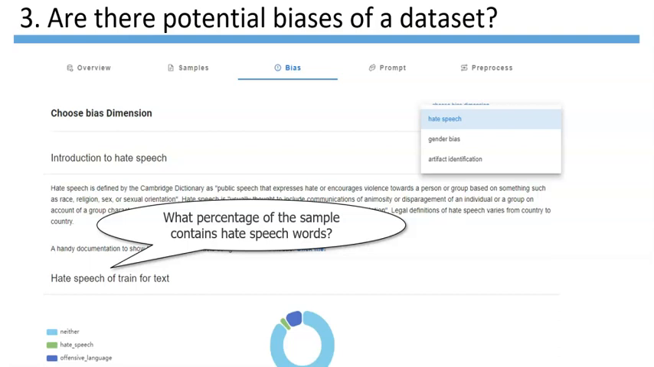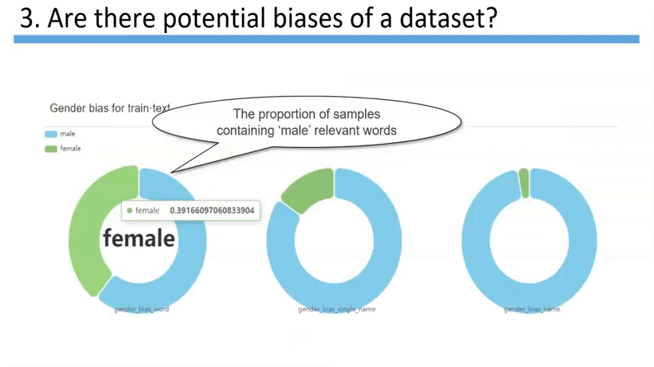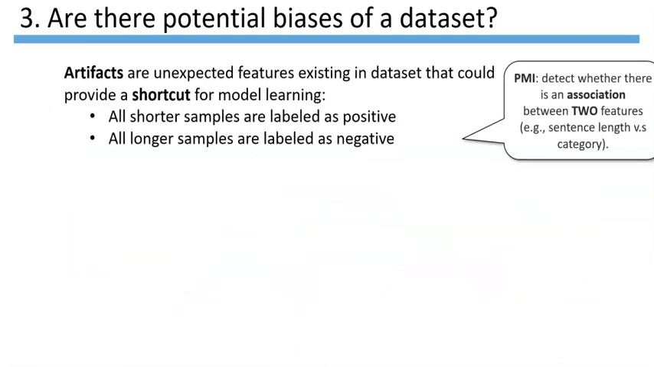The third functionality that DataLab can perform is to help users identify the potential bias of their dataset. So far, DataLab supports 3 types of bias analysis features: hate speech, gender bias, and artifact identification. This page illustrates the example of hate speech, where the green bar represents the percentage of the samples that contain hate speech words. This is an example of gender bias. And also, DataLab can help us identify artifacts automatically.